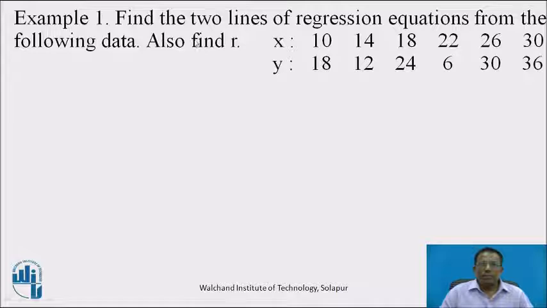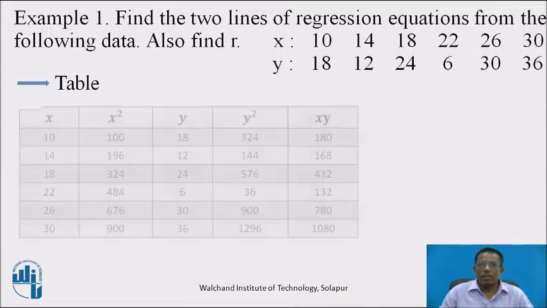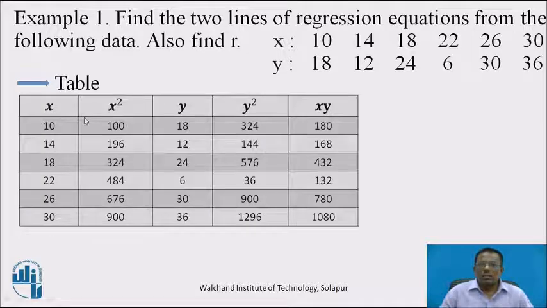Example 1. Find the two lines of regression equations from the following data and also find the coefficient of correlation r. So, x is 10, 14, 18, 22, 26, 30 and y is 18, 12, 24, 6, 30, 36. Solution. We have to prepare the table in order to find summation x, summation y, summation x square, summation y square, etc. So, here is the table.